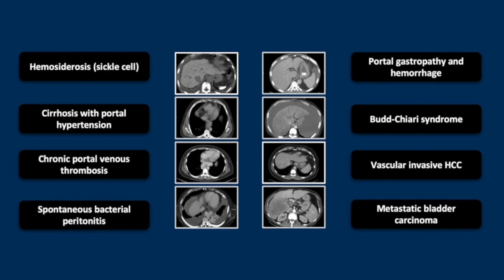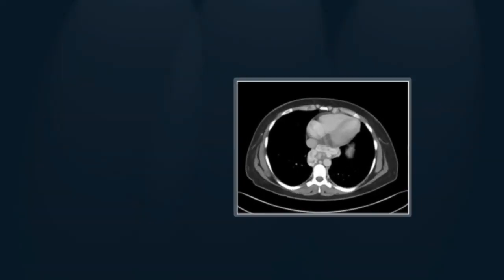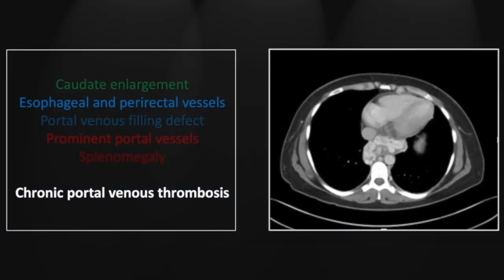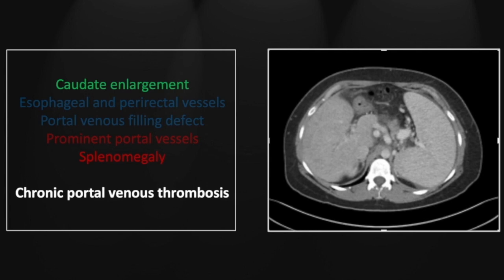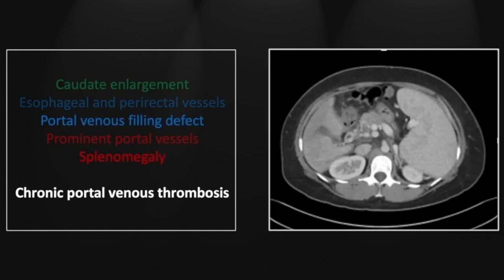Our next case is a chronic portal venous thrombosis. You can see here marked enhancing varices in the esophageal region. There's enlargement of the caudate lobe consistent with cirrhosis, and obviously there is marked splenomegaly. In the portal region, you can see a central filling defect.